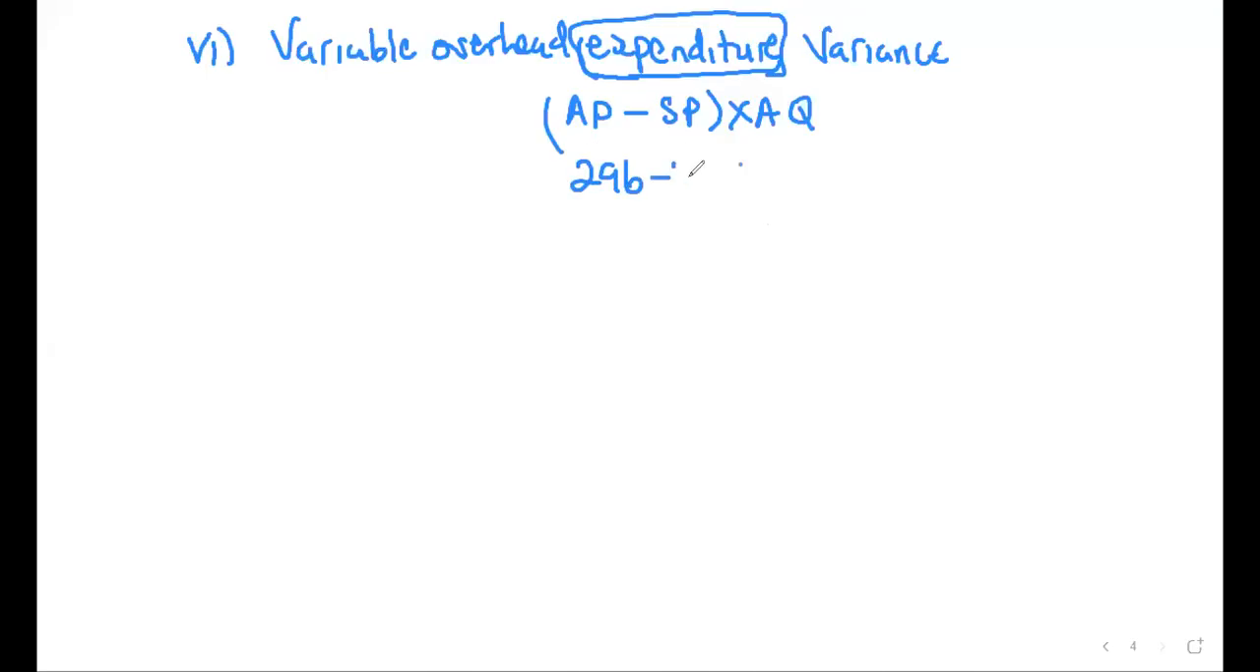So it's going to be 296 minus 291 times 530. How much are we going to have? The first thing, is it favorable or unfavorable?